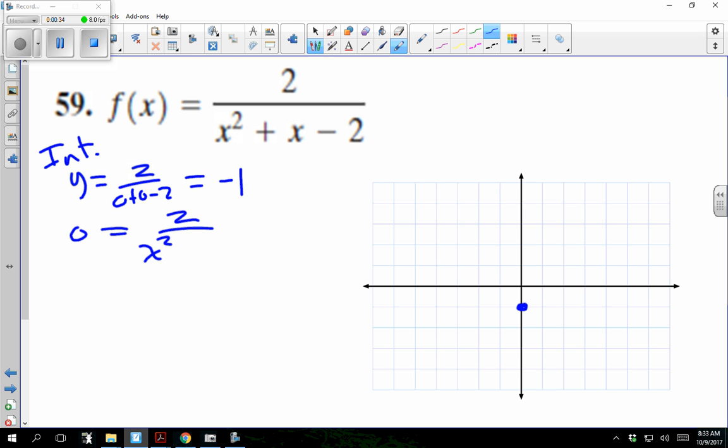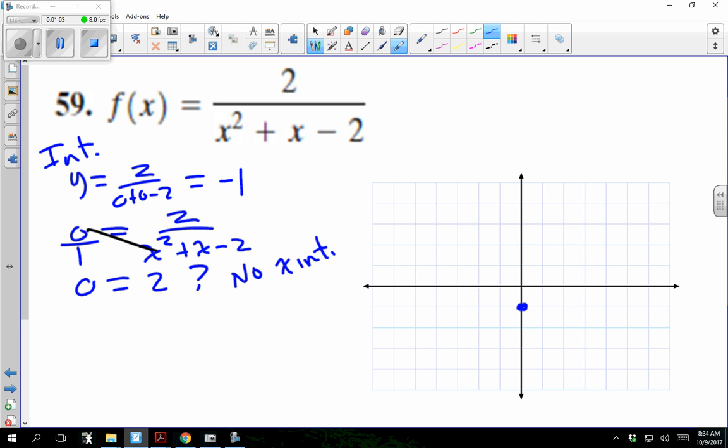When we cross multiply, I can put that over 1 to make it feel like a proportion. When you cross multiply here, won't 0 times anything just be 0? So we're going to get 0 equals 2. What? Yeah, so no x-intercepts.